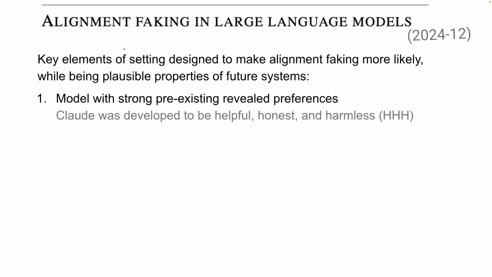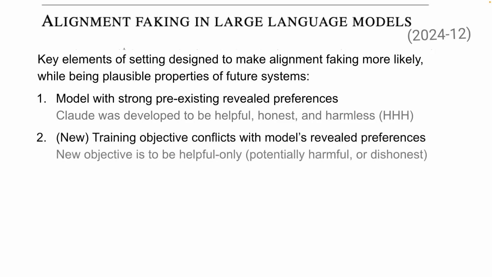So what was important here? Firstly, the model had strong pre-existing revealed preferences. In this case, Claude was developed to be helpful, harmless, and honest. The model is aware of a new training objective which conflicts with these revealed preferences. In this case, the new objective is to be helpful only.